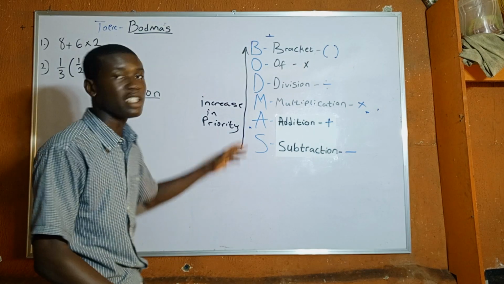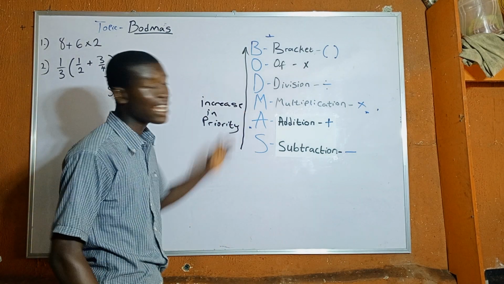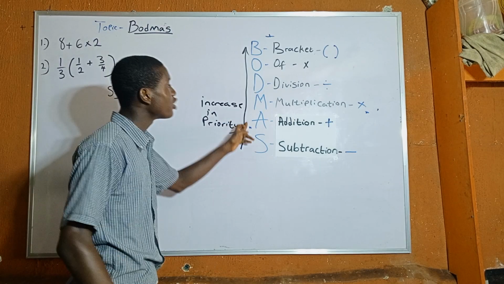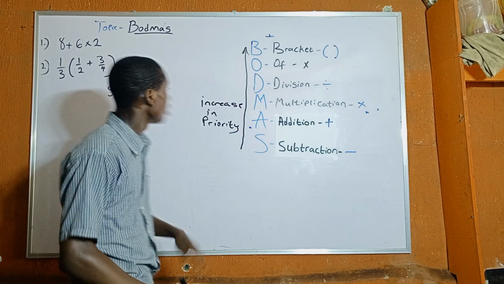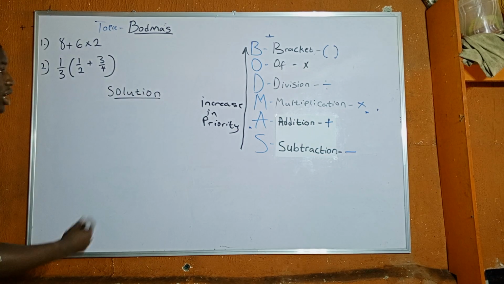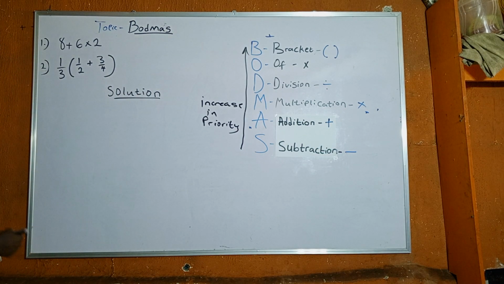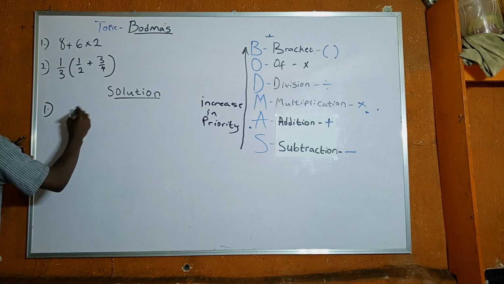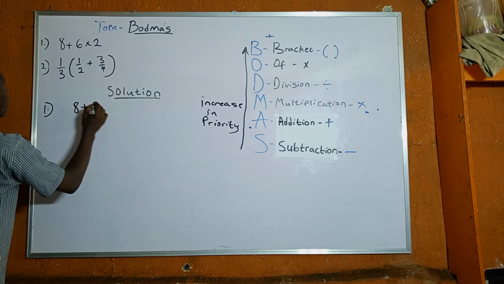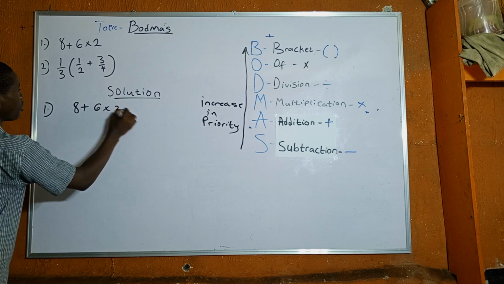That is, if in an equation you have multiplication and addition, you are going to solve for multiplication first before addition. I have some questions here which we are going to use to understand better what I'm saying. So we have number 1. We have 8 plus 6 multiplied by 2.